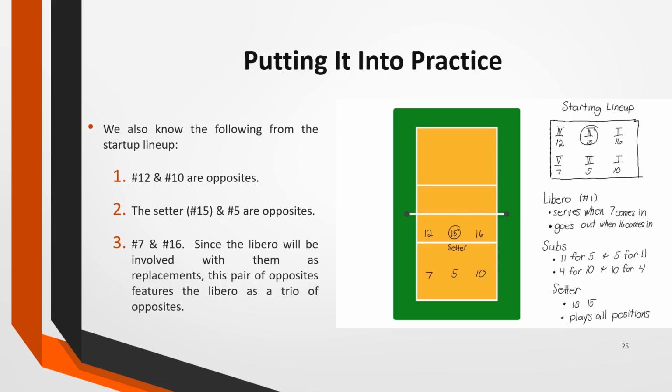And here's the kicker with 7 and 16. Because our libero goes in for 7, we know that our libero is going to be involved with them as being opposites. So this pair actually is going to become a trio. And here's where your knowledge serves you well. You know your libero can't be a front row player, so it's highly unlikely that 7 and 16 are going to be in the match at the same time very often, if even at all.